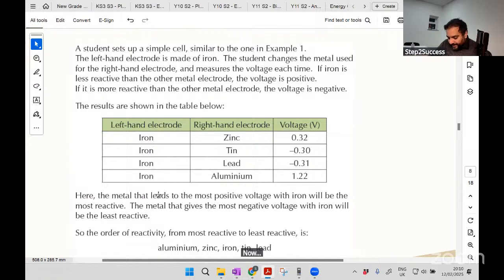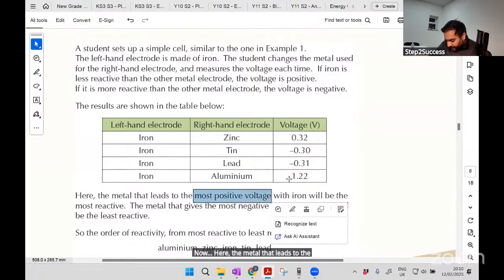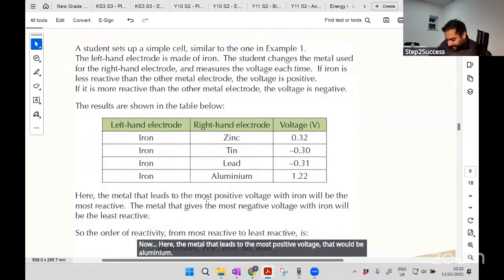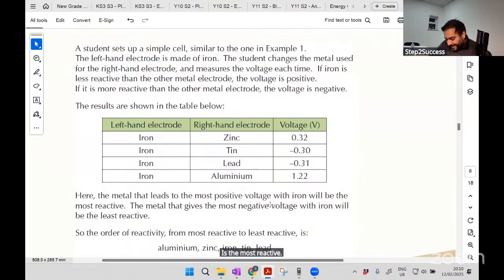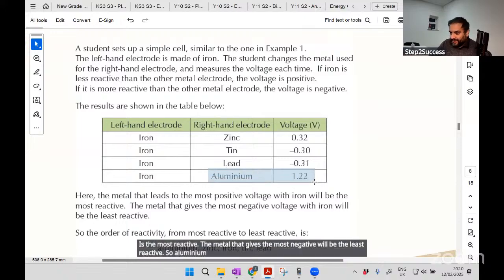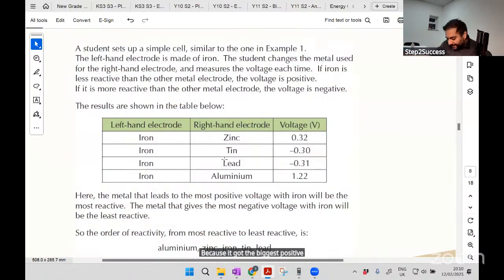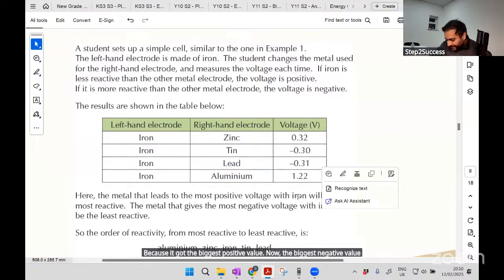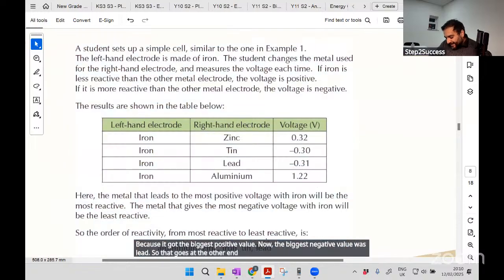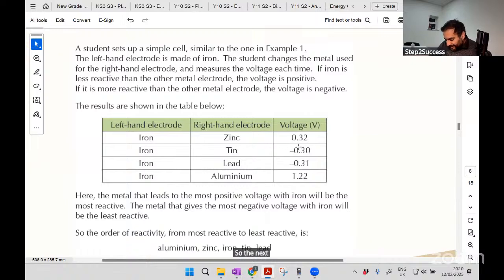Now, here, the metal that leads to the most positive voltage, that would be aluminium, is the most reactive. The metal that gives the most negative will be the least reactive. So aluminium is the most reactive in this case, because it got the biggest positive value. Now, the biggest negative value was lead, so that goes at the other end. And then the others kind of go in between. The next lowest was tin, which is minus 0.3, so tin goes there. And then the next biggest positive was the zinc, which is 0.32. So that goes next to the aluminium.